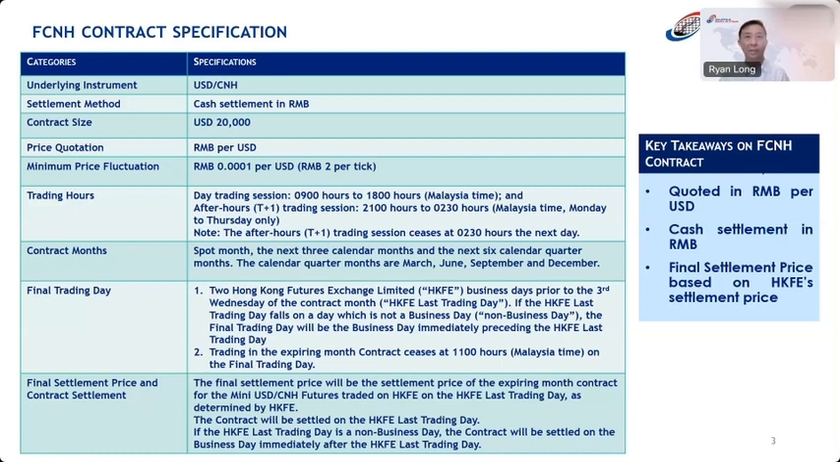The trading hour on the last trading day would end at 11 a.m. So it will not go to 6 p.m. on the last trading day. The final settlement price is based on the Hong Kong Exchange final settlement price that is settled on that day. Just for information, this is actually a licensed contract from Hong Kong Futures Exchange. That's the reason why we are using Hong Kong's final settlement price.